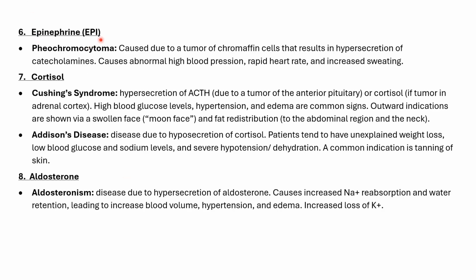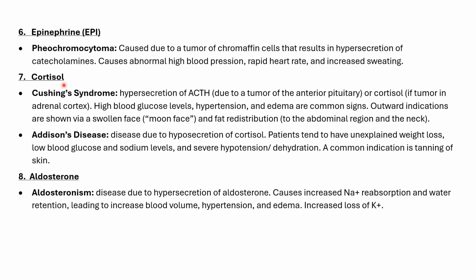Next is epinephrine. How can epinephrine increase in the body? There is a tumor which is known as pheochromocytoma. It is a tumor of the chromaffin cells. These chromaffin cells secrete catecholamines. Catecholamines are epinephrine and norepinephrine, and they have the same effects as the sympathetic nervous system. They increase the blood pressure, they increase the heart rate, they increase the sweating.